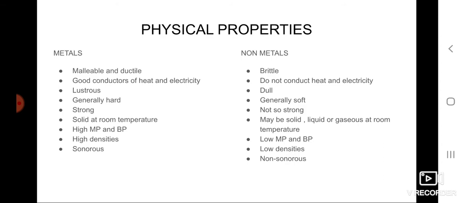Let's start with the physical properties of non-metals. Non-metals are neither malleable nor ductile. Non-metals are brittle, means break easily. When sulfur or phosphorus are beaten with a hammer or stretched, they break into pieces. The property of being brittle is called brittleness. Brittleness is a characteristic property of nonmetals.